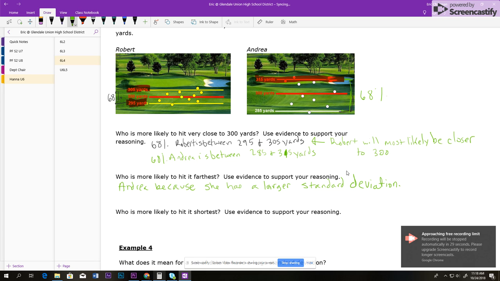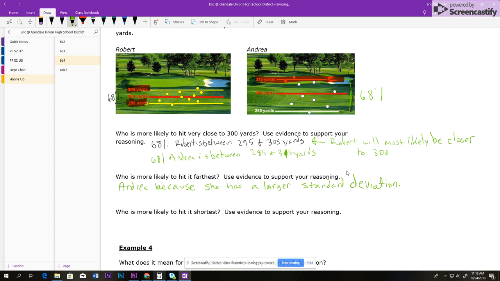And then let's take a look at who will most likely hit it the shortest. Let's look at Robert. His one standard deviation is either 295 or 305. Andrea's one standard deviation is 285 to 315. So again, it's going to be Andrea because she has a larger standard deviation.